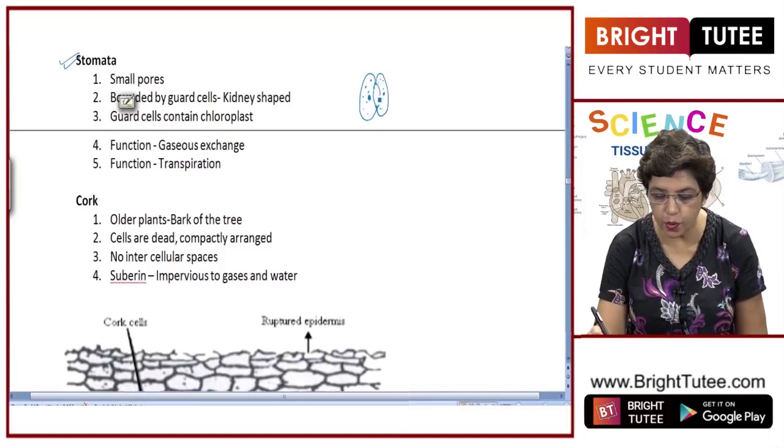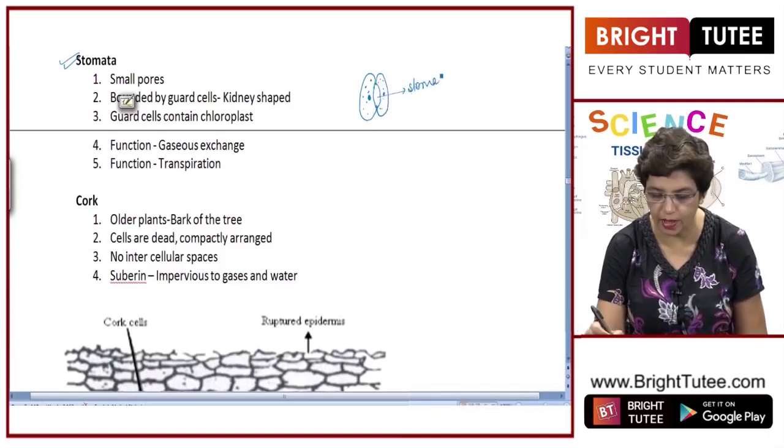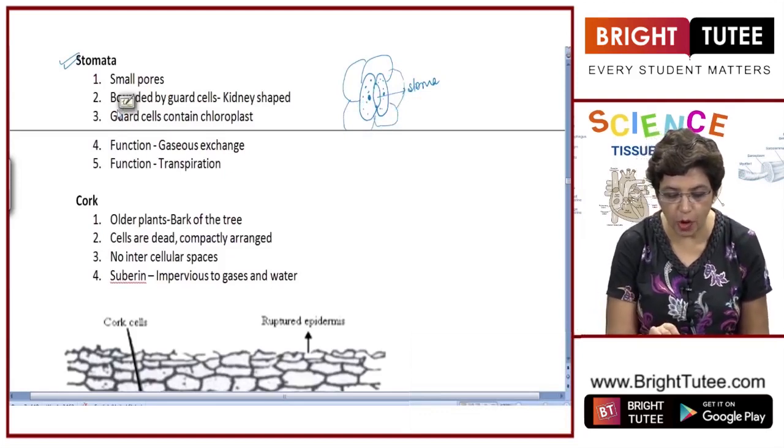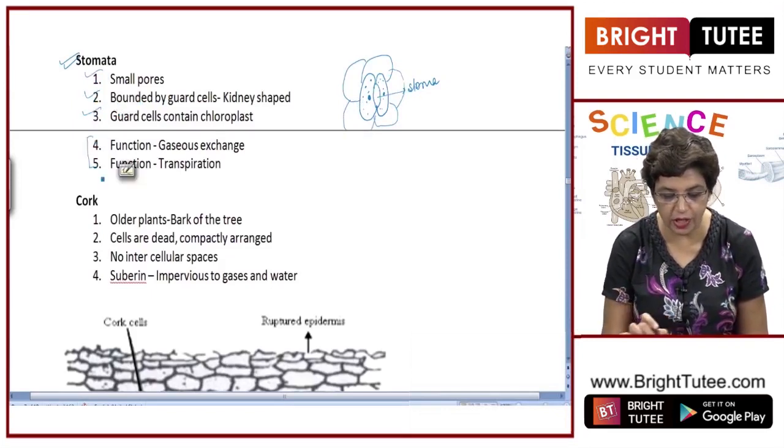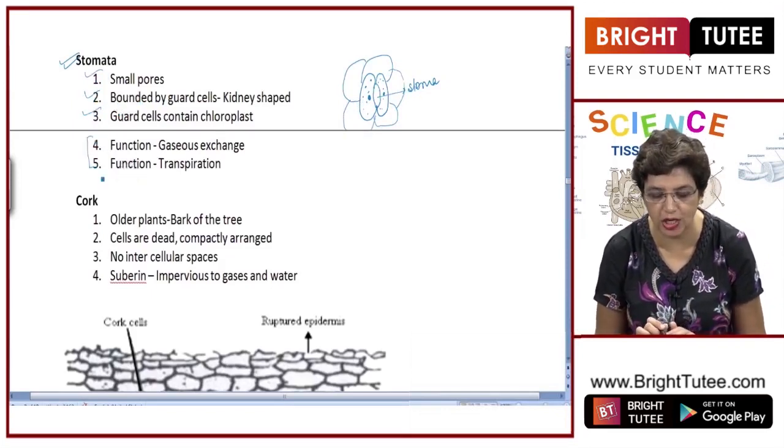And this pore is actually the stomata, and singular is stoma. Apart from this, other epidermal cells do not contain chloroplast. So the pore is bounded by the guard cells, which are kidney shaped. The guard cells contain chloroplast. There are two main functions. First is the gaseous exchange.